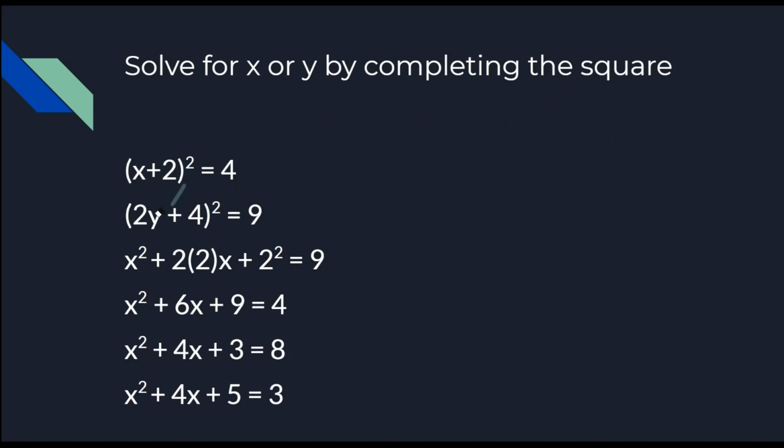So now that I've done the first example where you get 0 and negative 4 as your two solutions, let's try our next example where we have 2y plus 4 squared equals 9.